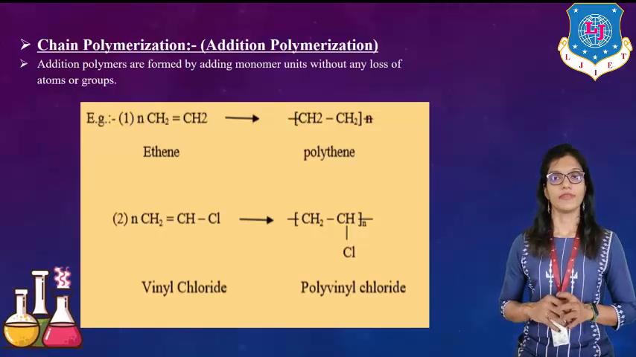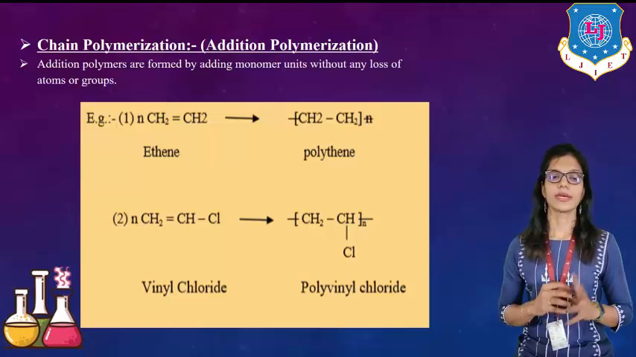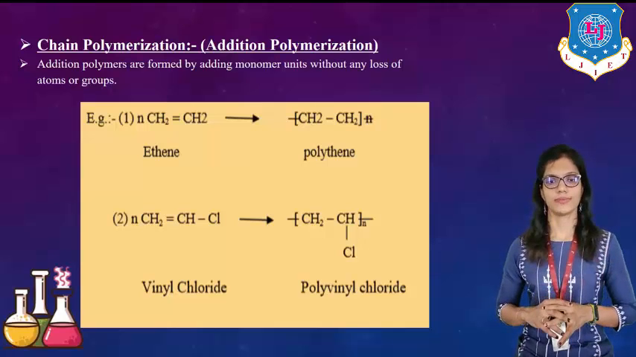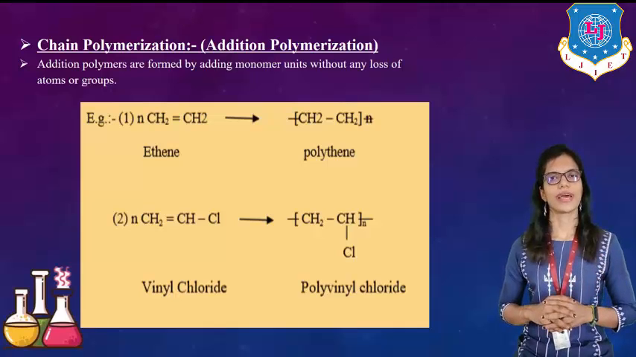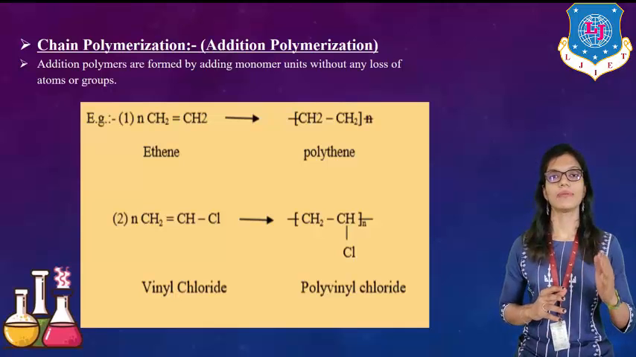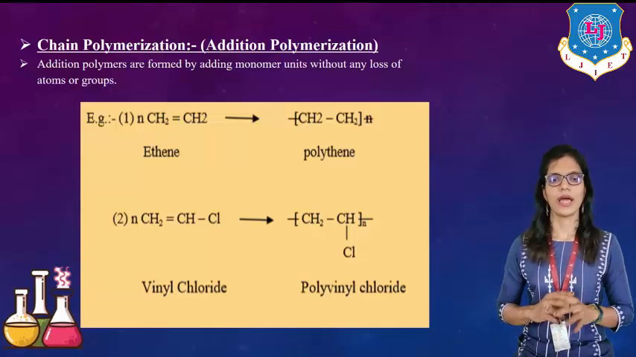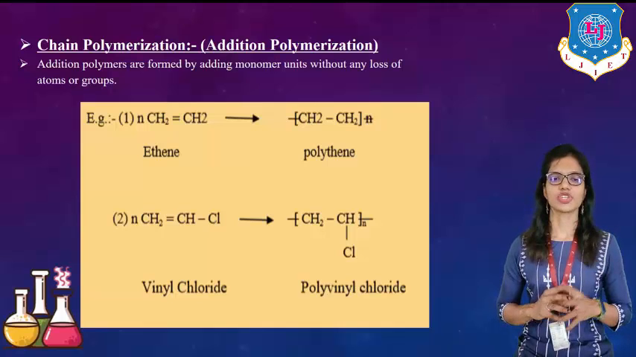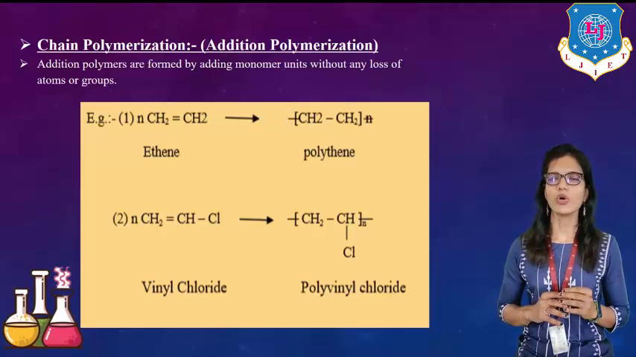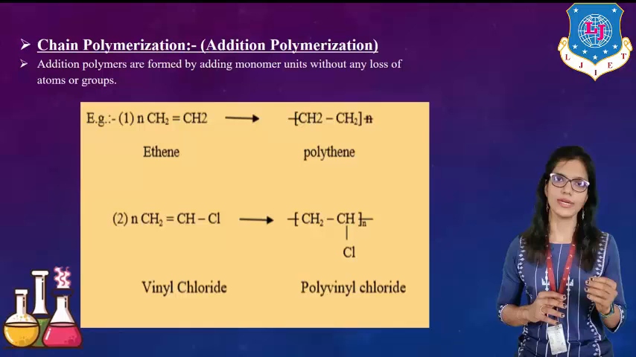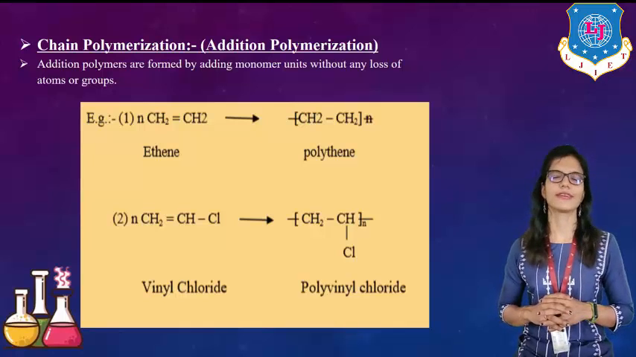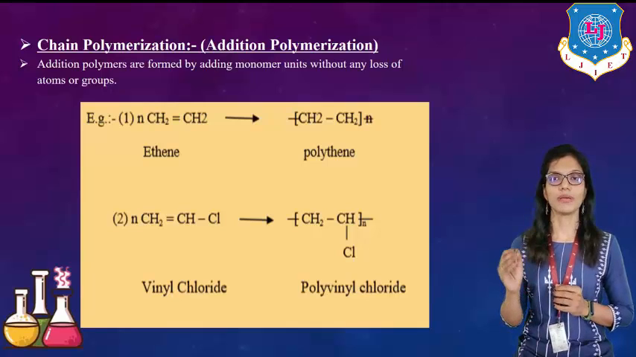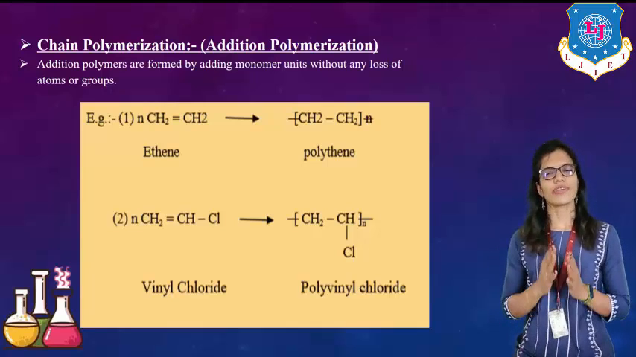The next topic that we will take is chain polymerization. Chain polymerization is also known as addition polymerization. Addition polymers are generally formed by adding monomer units without loss of any molecule. And because of it, it is known as addition polymerization and not any other.